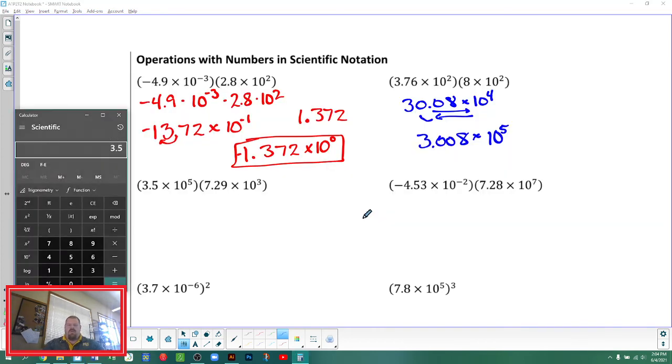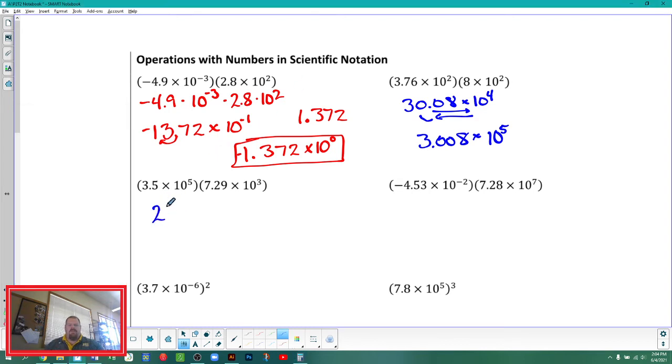The next one, I have 3.5 times 7.29. Yeah. I get 25.515. Times 10. 5 plus 3 is 8. It's going to move that way 8 times, move that way back 8 times, and one more to give me a total of 9 decimal point moves. I guess that's 5515 times 10 to the 9th.